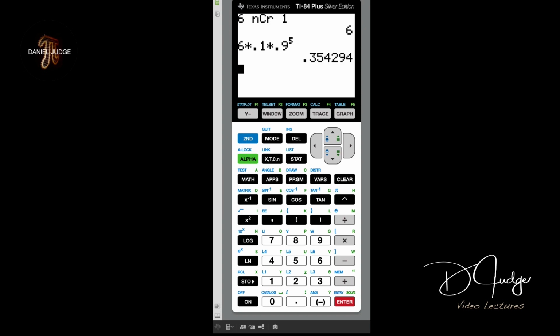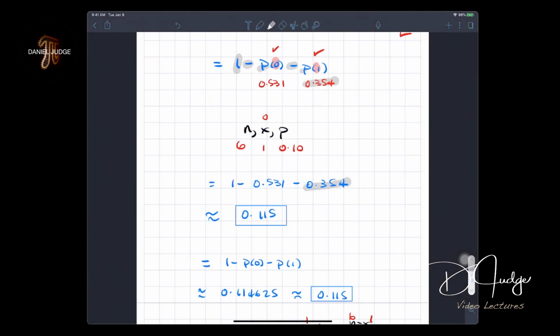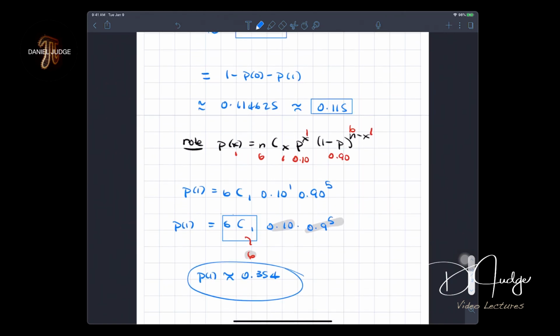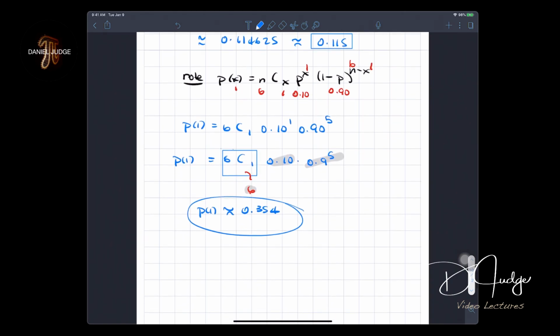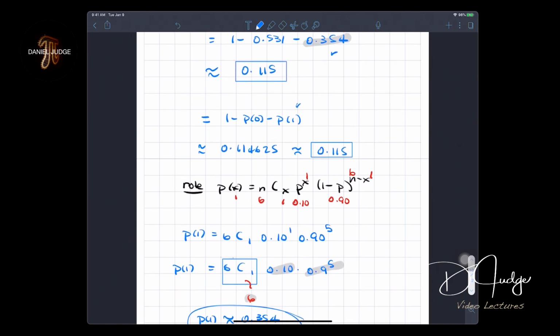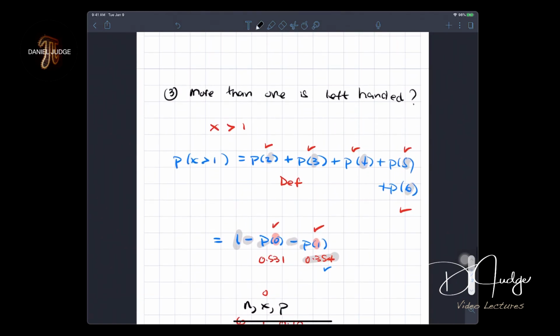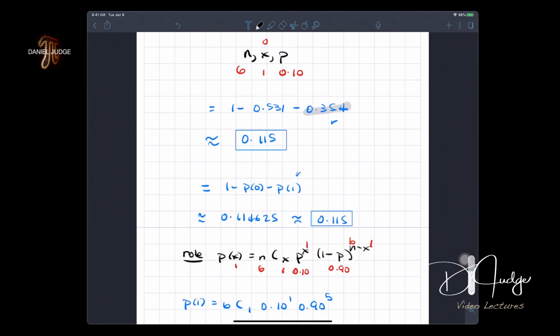Let's go to the iPad so you guys can see it. So Cindy, this is how you could get P of 1 right here. Here's that P of 1. And so we plugged it in. And sure enough, the final answer is you plugged it in here. Even though P of 1 is 0.354, here's the original question right here. This is the probability more than 1 is left-handed, 0.115. So that's using a calculator and a TI.